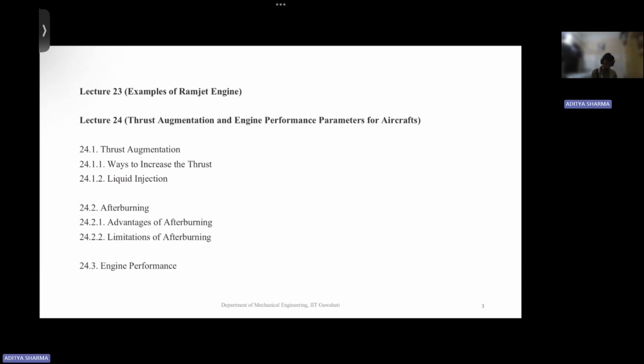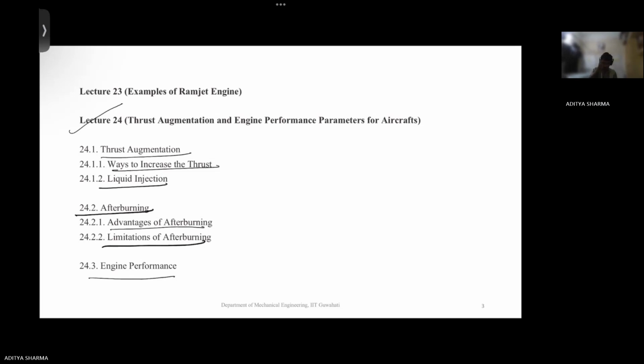Lecture number 24. First, thrust augmentation. Then afterburning, advantages of afterburning. Second is limitations of afterburning. And the last topic is engine performance.